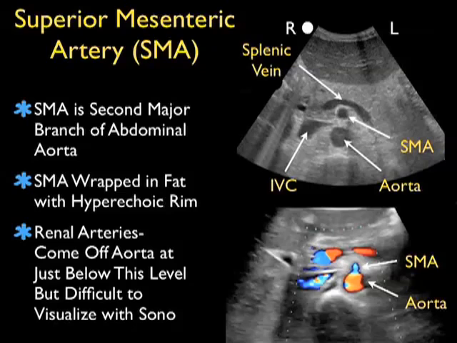Notice the classic appearance of the superior mesenteric artery as it arches off the aorta with its hyperechoic, or bright, rim. Here we actually catch the splenic vein passing anterior to the superior mesenteric artery. To the bottom, we see a color flow Doppler image showing the superior mesenteric artery coming off of the aorta.